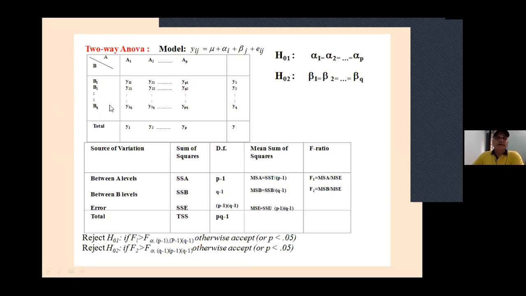So basically, that's why Yij is the response. What is the response? The response is the yield of a crop. So the yield of a crop depends upon two factors: the type of seed used and the type of fertilizer used. That's why this is called two-way ANOVA.